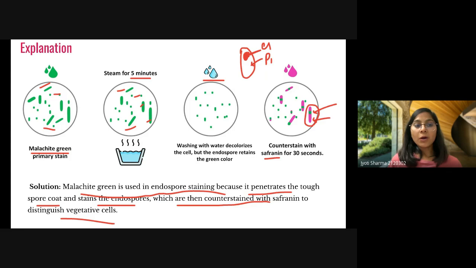So if you want to visualize the endospores, what you can do is first stain with malachite green, then steam it, wash it, and then counterstain it with safranin. Then the green color will show you the endospores, and the red or pink color will show you the other parts of the cell. So this is how you can visualize the endospores.